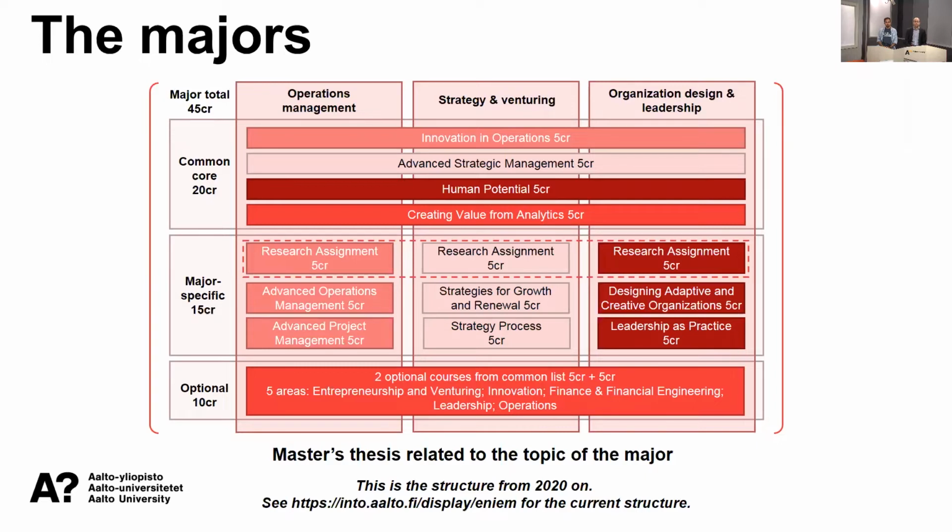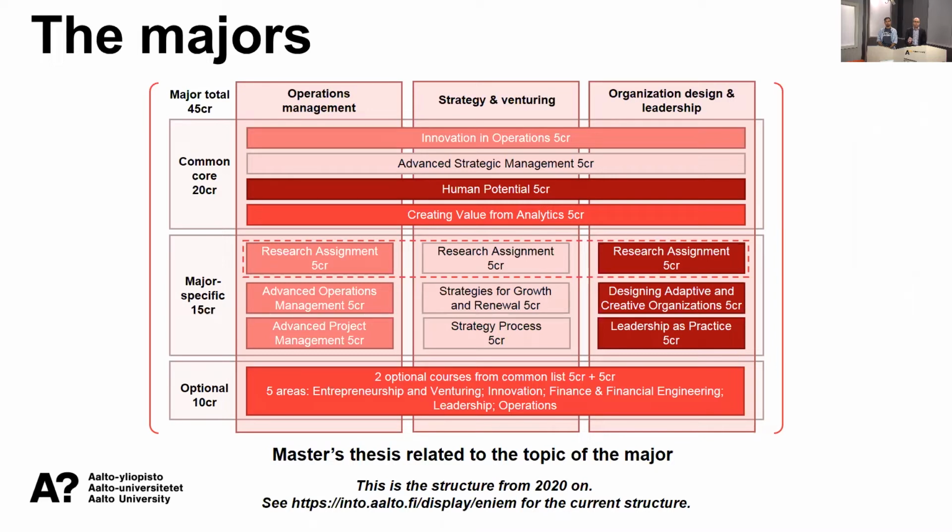The master's thesis is quite a large part of the program, the degree. So it is 30 credits, which basically means 1 semester, 6 months full-time work, and it is also related to the topic of the major. Now, one thing to note here is that you can get more information about the structure of the program from the link at the bottom of this slide.